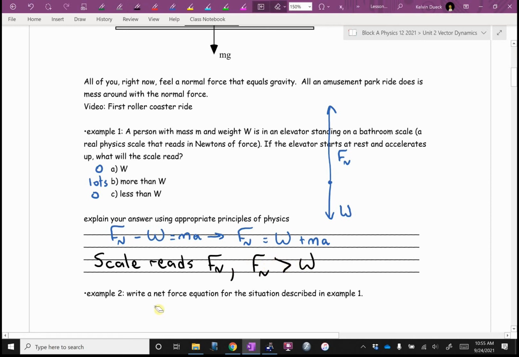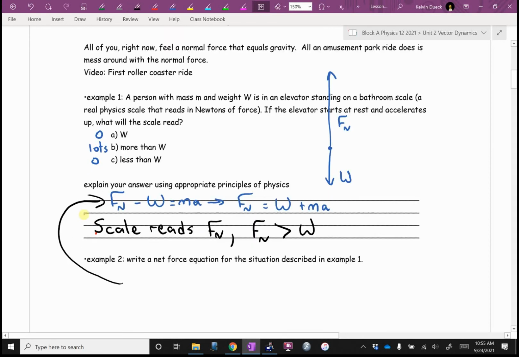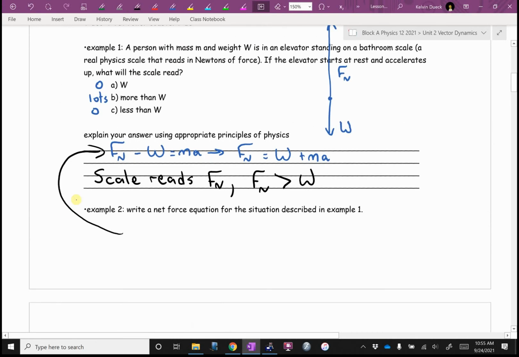Example 2 said write a net force equation. Hello, right there. Already did. What if we were, or did I ask that as a follow-up? Maybe I did. No. What if we were accelerating down? What would you feel? Lighter. Okay.